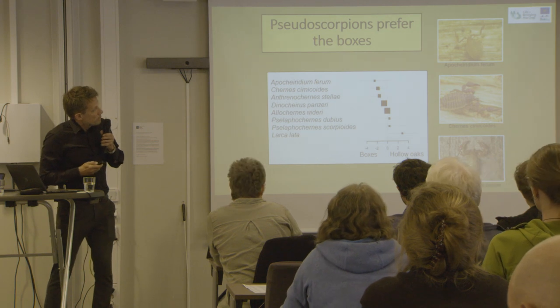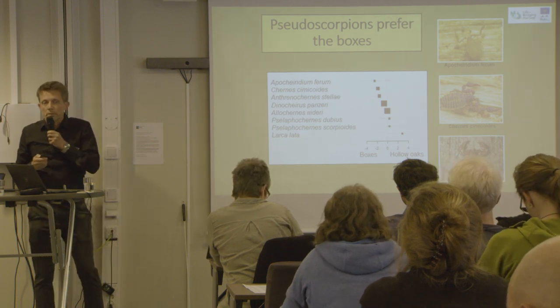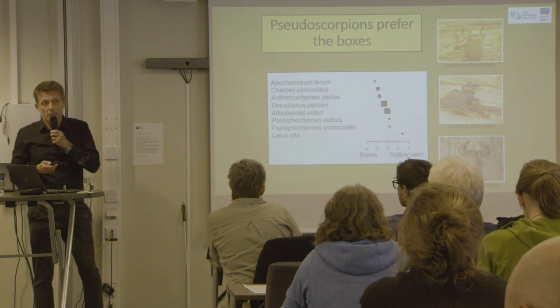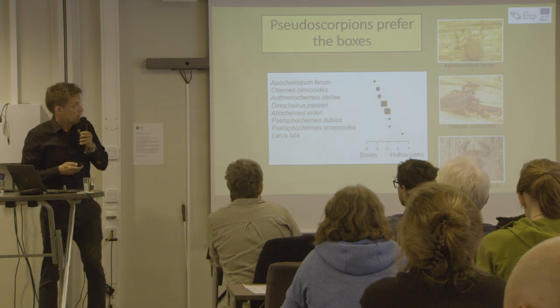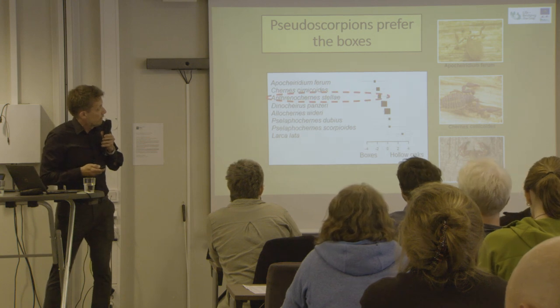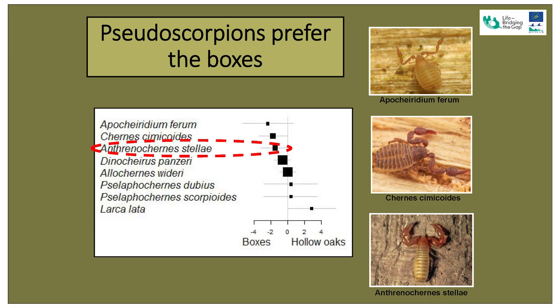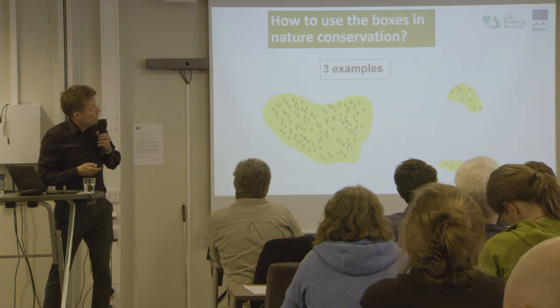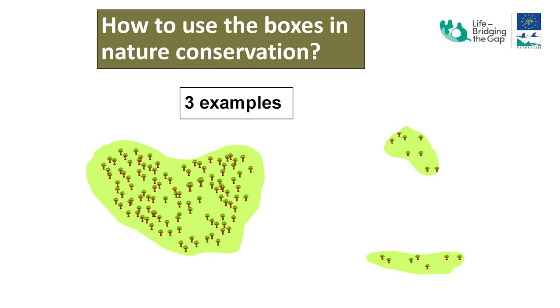Another funny thing was that the pseudoscorpions that we found actually prefer the boxes before the hollow trees. Don't ask me why, but it was really funny. And this species, the Anthrenochernes stellae, is actually one of the next species. So that's good information, that it actually loved the boxes so much.